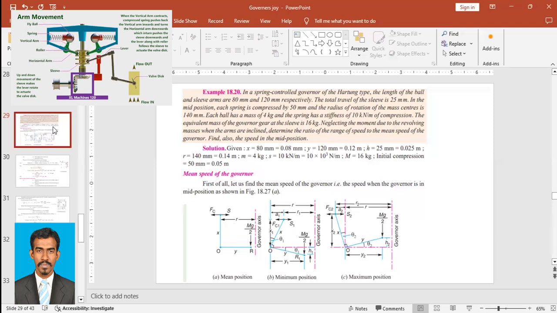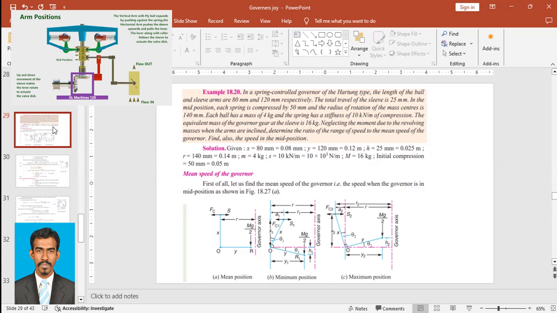In the mid position, each spring is compressed by 50 millimeter and the radius of rotation of the mass center is 140 millimeter. Each ball has a mass of 4 kilogram and the spring has a stiffness of 10 kilonewton per meter of compression. The equivalent mass of the governor gear at the sleeve is 16 kilogram.